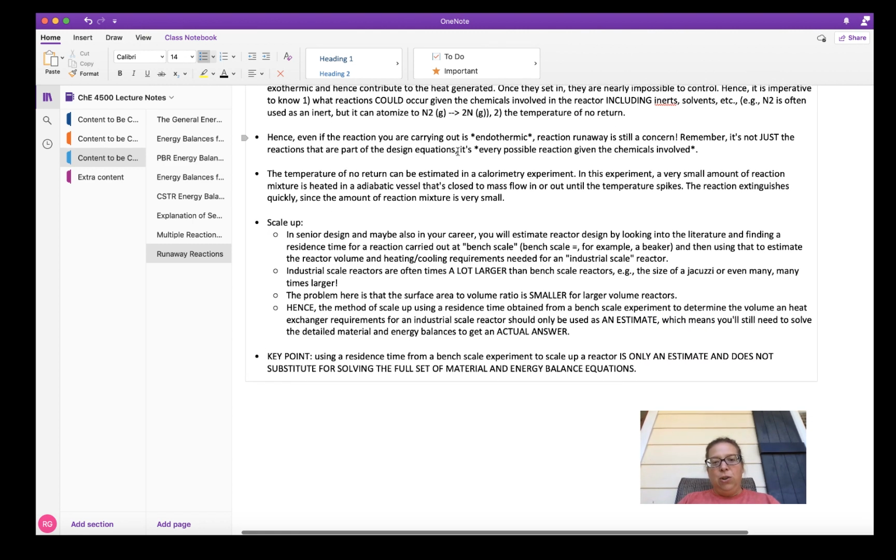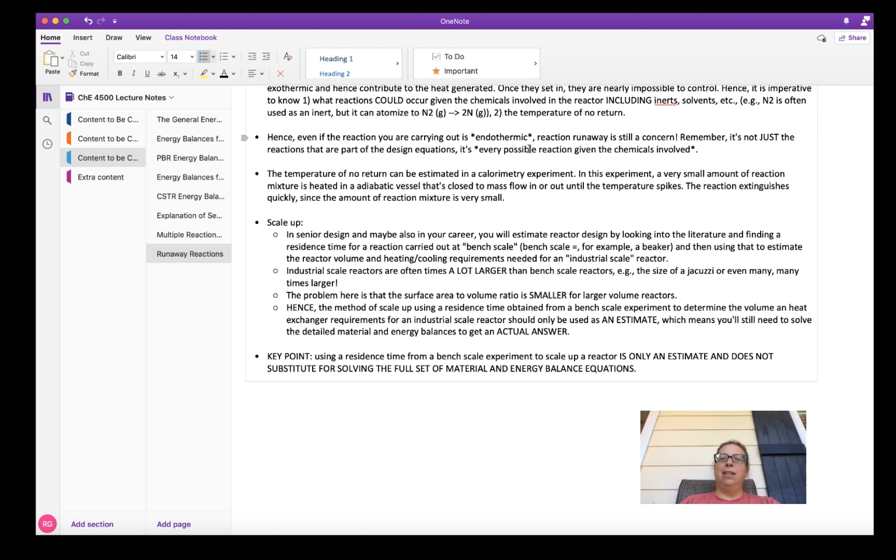Even if the reaction you're carrying out is endothermic, reaction runaway is still a concern. Remember, it's not just the reactions that are part of the design equations, it's every possible reaction given the chemicals involved. So even with an endothermic reaction where you have to add heat to the reactor, imagine that your heat added term overtakes the heat consumed term. Then you're adding heat, the temperature gets high enough, and something else within the reactor starts happening. So it's not just related to exothermic reactions. It's certainly not limited to just the reactions that are part of the design.